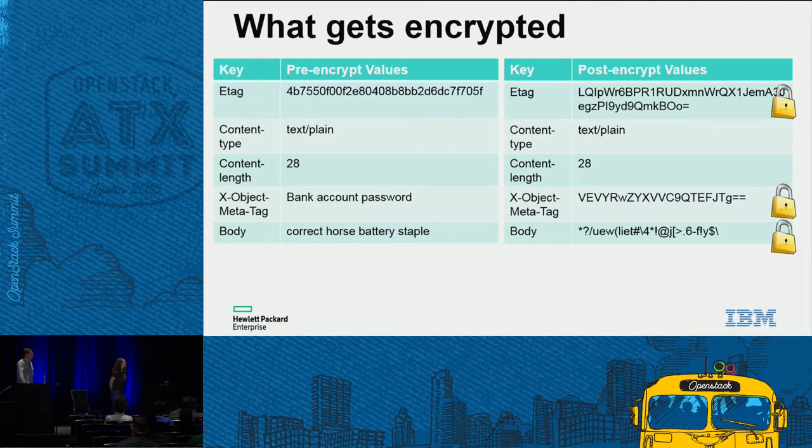So let's move away from key derivation, or key management, for a little while, and just talk about the encryption itself. On the left, you see a few values from the request as they are in plain text. And on the right side, you have the corresponding values as they will be at rest. We have the etag, which in Swift is the MD5 hash of the object contents. That will be encrypted and encoded, as well as all of the user metadata on an object. So in this example, we have bank account password. That string will be encrypted. And of course, the object body. And you see here the length of the body remains the same. That's a special property of the cipher mode that we're using.